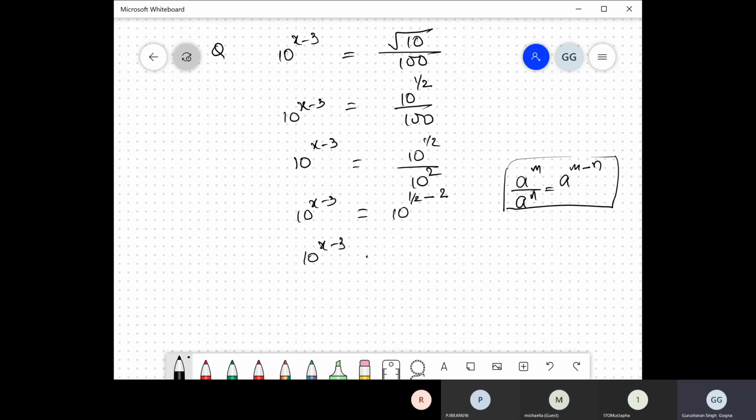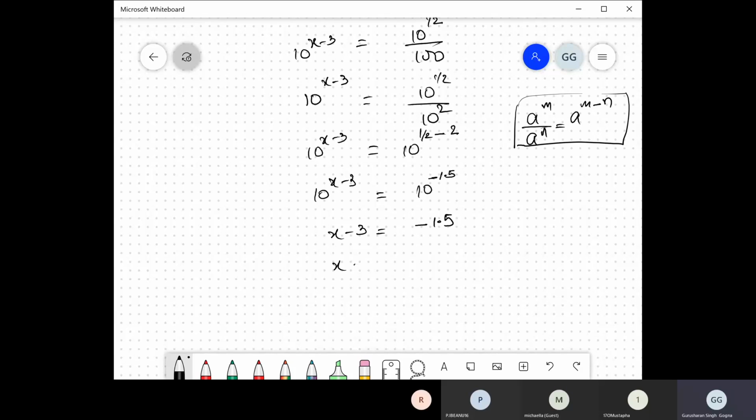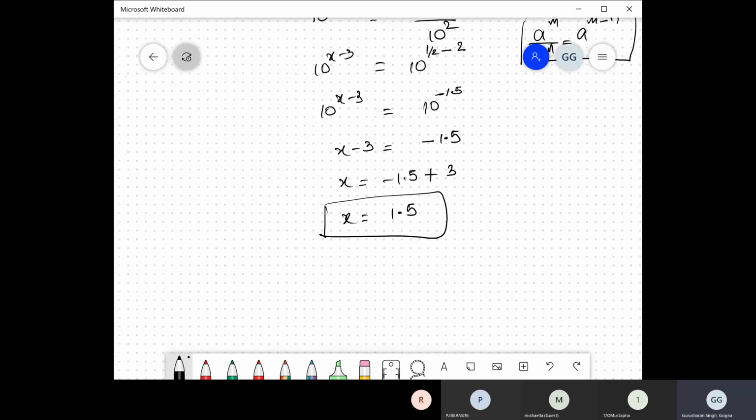So half minus 2, if you want to write it as a decimal, I will straight away say minus 1.5, which is easier. And now I can equate the powers. So x minus 3 on the left, minus 1.5 on the right. So x equals minus 1.5 plus 3, which is 1.5. So that's the final answer. So this is the kind of process which we need to follow. Okay, let's do a little bit more complicated one.